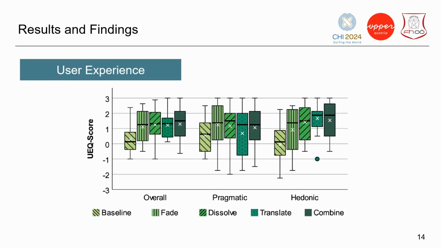I will now describe our results and main findings. In terms of user experience, all transition techniques received an overall score greater than 0.8, which is considered a positive evaluation result, except for the baseline condition, which was evaluated neutral with an average score of 0.3. We also found a significant difference for the overall scale. There, the post-hoc tests revealed that the baseline condition was rated significantly lower than the combined condition.